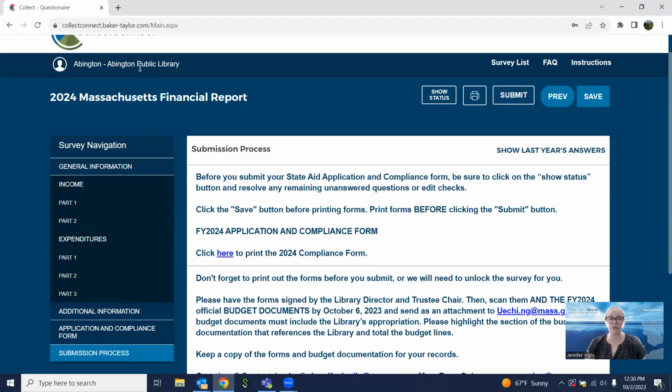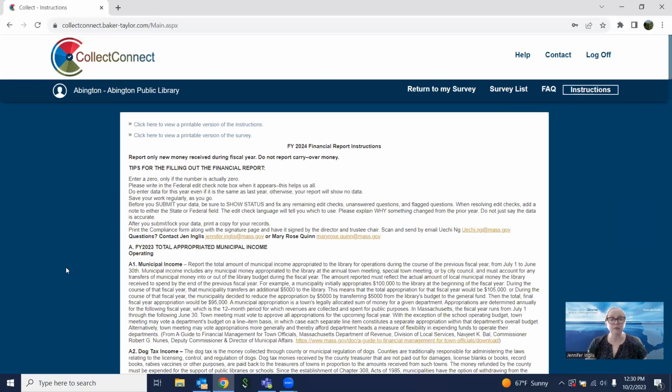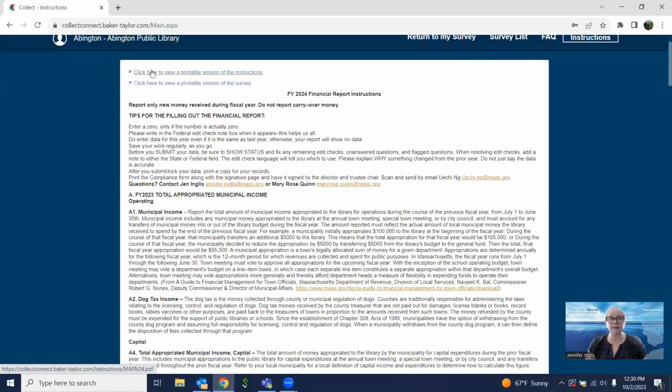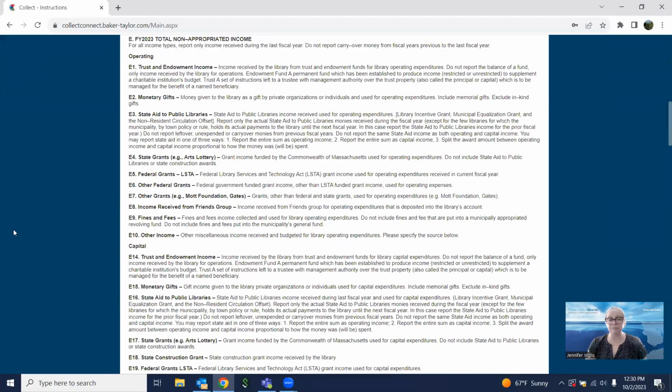And you'll see here's your survey, the library name. Here's the survey list link. So that will bring you back to the page we were just on, FAQs, and then instructions. So I'm going to click on instructions here. And at the top, it's click here to view a printable version of the instructions. So you can print these out if you'd like.